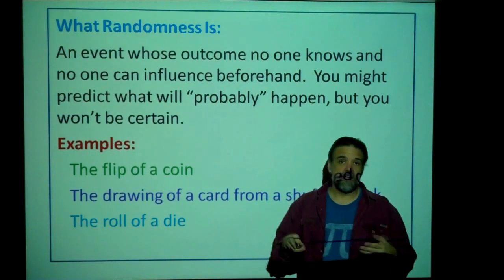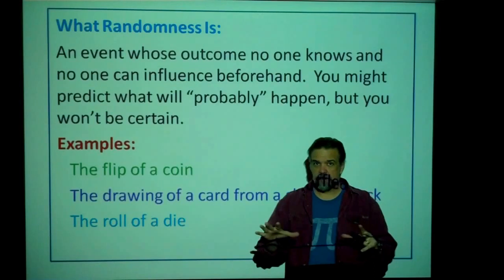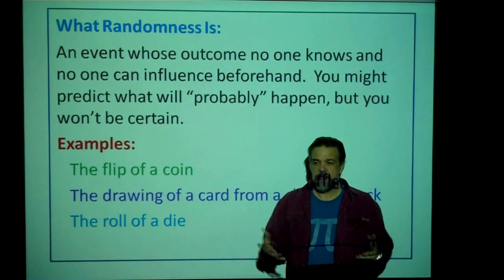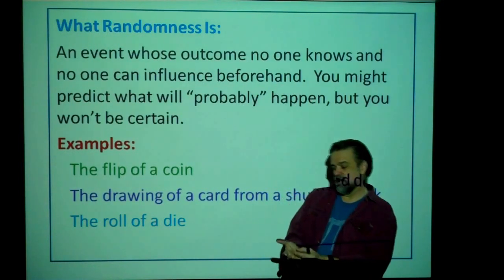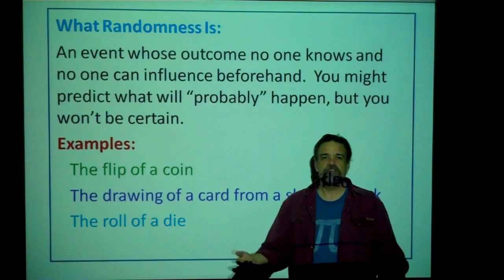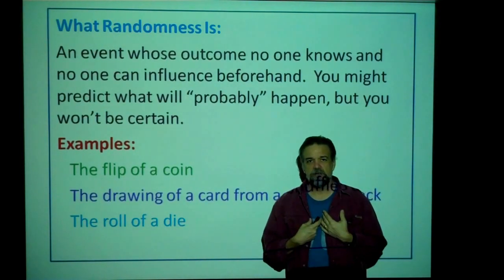Also, the roll of a die is a really good example of a random event as well. Okay? I know exactly what the outcomes might be. There's 6 possible outcomes. Which one is it going to be? I don't know. And if I try to position it in exactly the right way to get a 6, well, now it's no longer random, because now I'm influencing what the outcome is going to be.